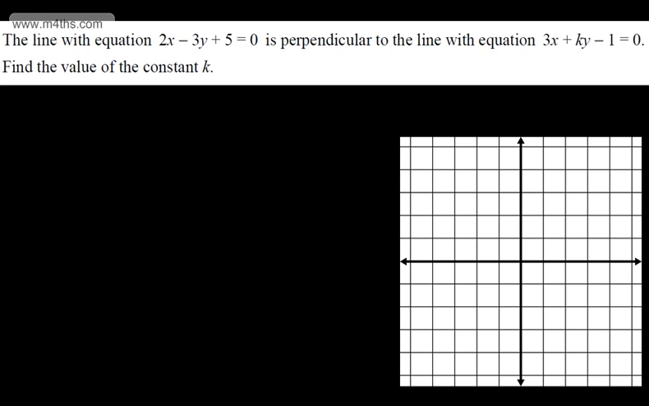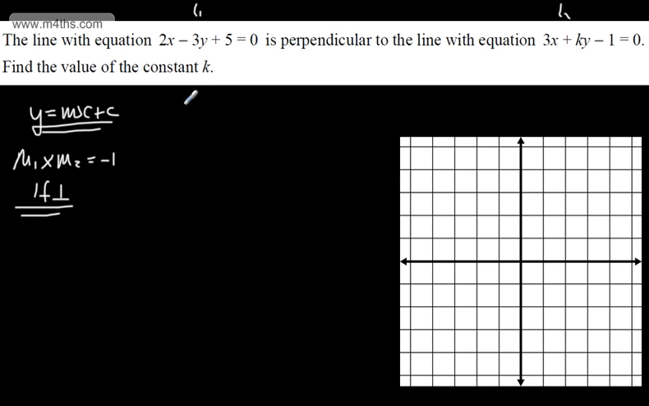Let's finish with quite a tough one. The line with equation 2x minus 3y plus 5 equals 0 is perpendicular to the line with equation 3x plus ky minus 1 is equal to 0. We're asked to find the value of the constant k. Let's just remind ourselves that we can put a line in the form y is equal to mx plus c. Once we do this, we can evaluate the gradient. We also know that m1 multiplied by m2 will be equal to negative 1 if perpendicular. So let's call this one line 1 and this one L2, line 2.